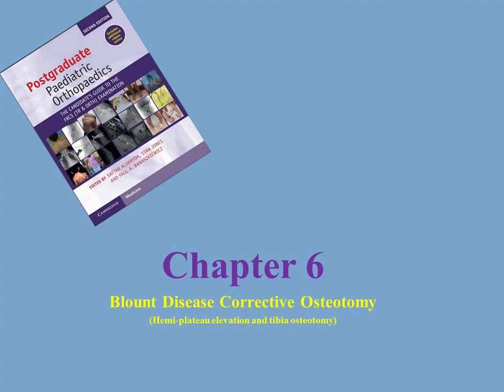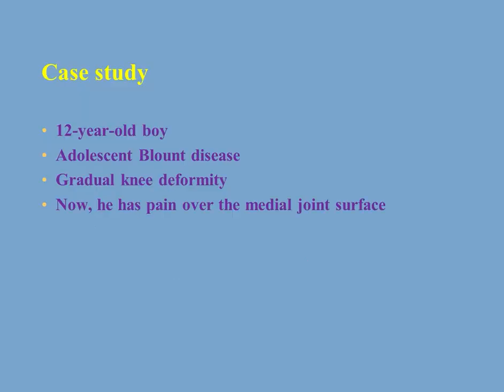In this video, I'll take you through how to do corrective osteotomy for Blount disease. And this is part of chapter 6 of the Postgraduate Paediatric Orthopaedic book. As we did with all our videos, we base our videos on case studies. This is about a 12-year-old boy who has adolescent Blount disease.